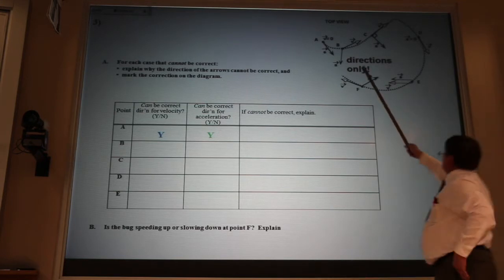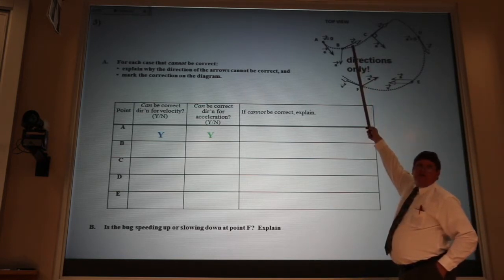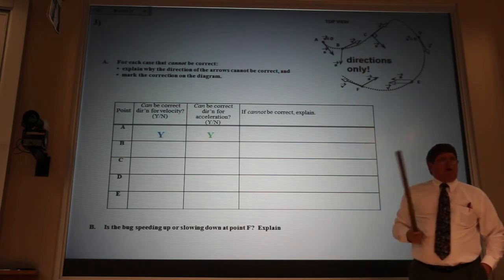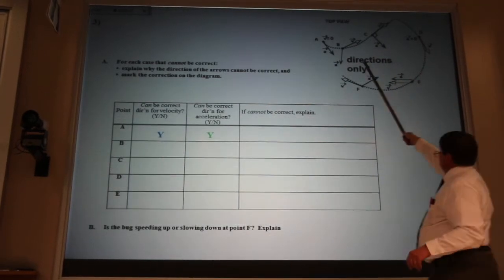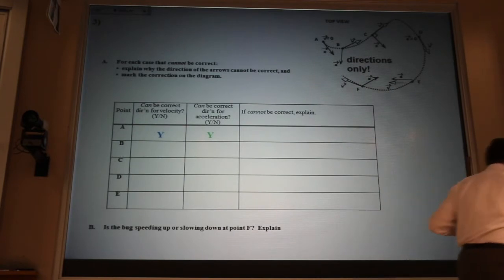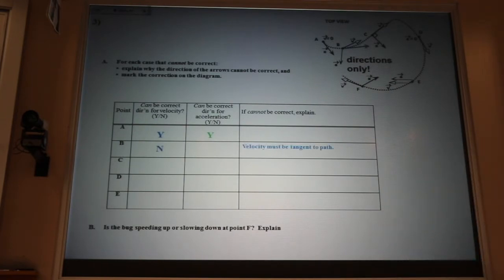Now, what about that velocity vector right there? Is that wrong or sick and wrong? Sick and wrong. The velocity vector is always out the front windshield. It's in the direction you're going. If this bug is following that path, I've got to have a velocity vector that's tangent to the path. So that velocity vector is wrong.